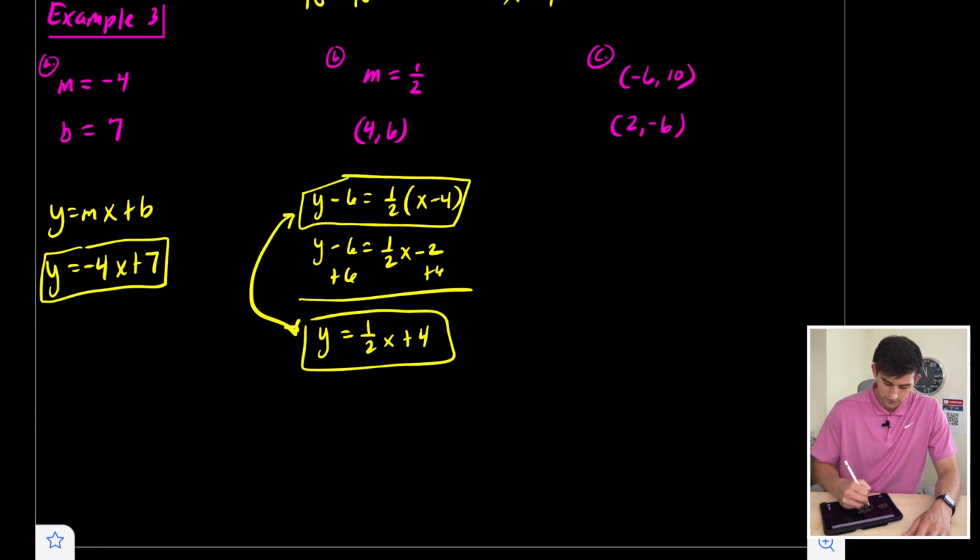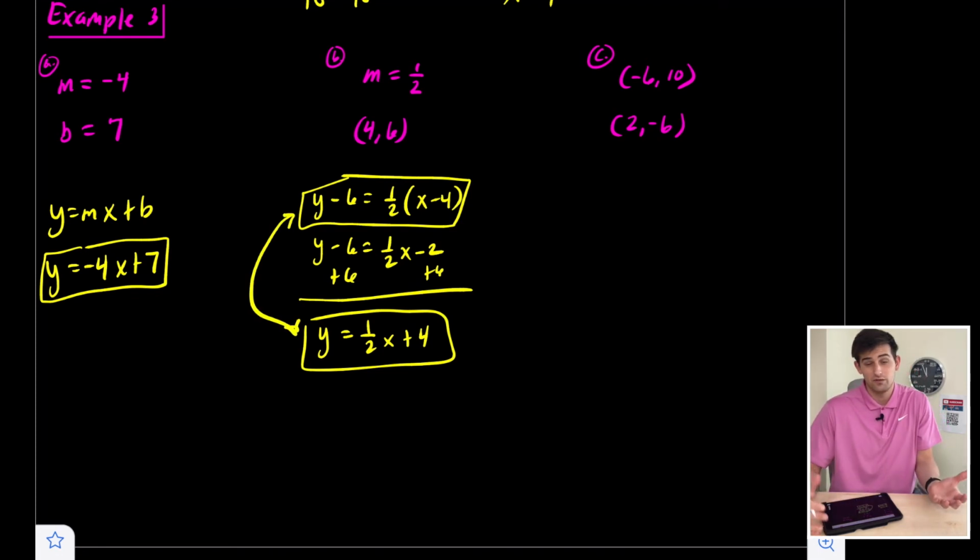Okay, so either one of these would be good. They're just in different forms. The top one's in point-slope and the bottom one's in slope-intercept.